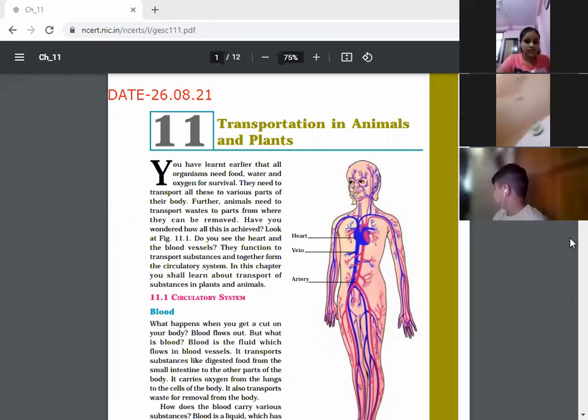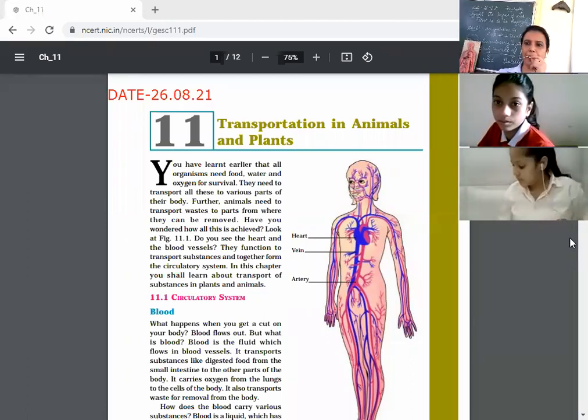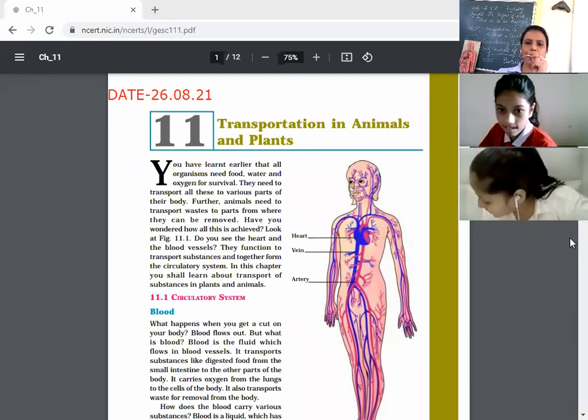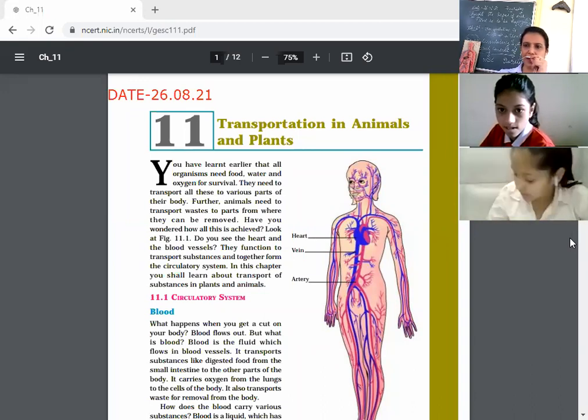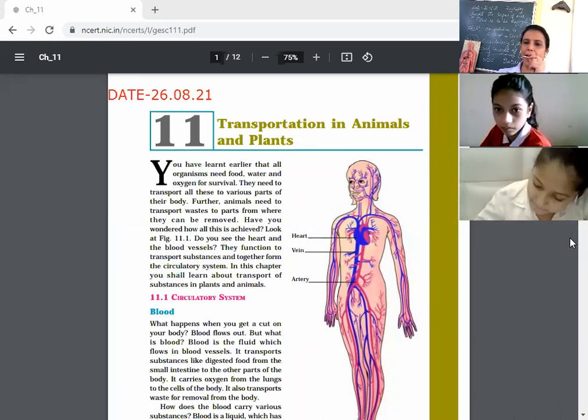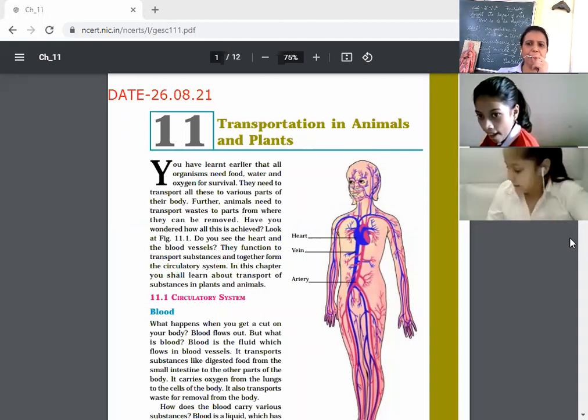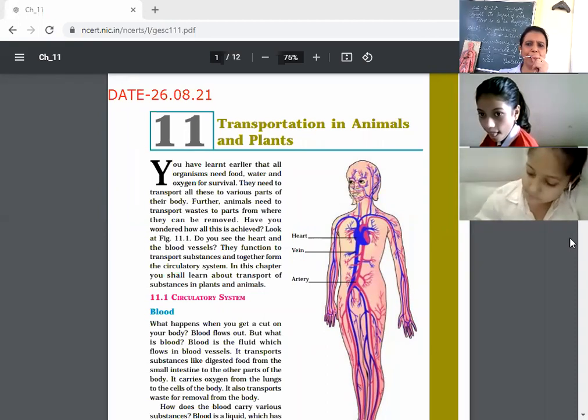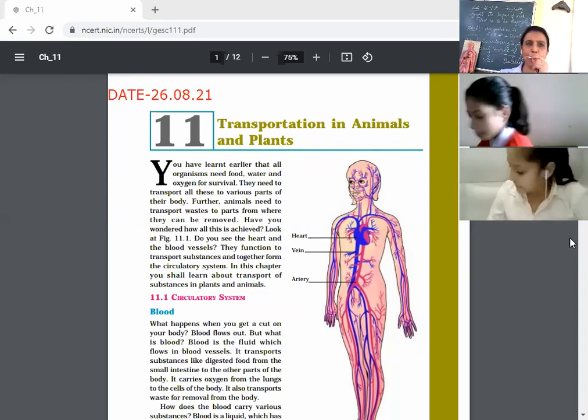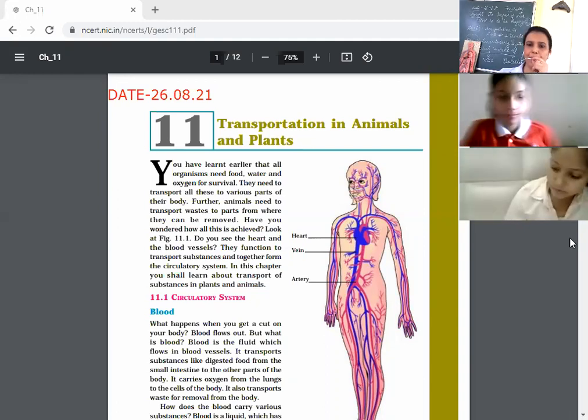Today we are going to start chapter number 11, transportation in animals and plants. In yesterday's class, we discussed the misunderstood words so that it will be easy for you to understand the chapter. In the transportation system, how does it take place in animals and plants? Children, we are going to study that animals need to transport waste from the body, and they need to transport all the useful products to all parts of the body.